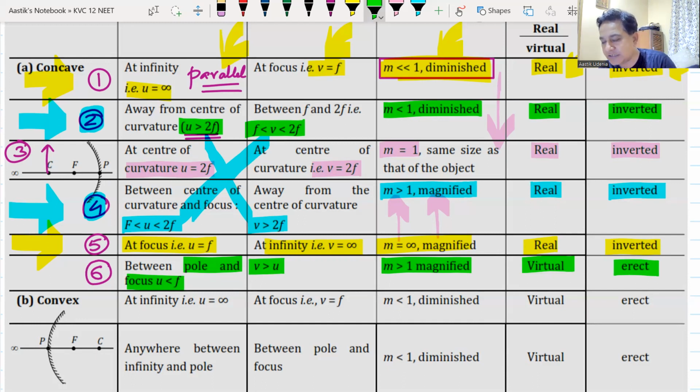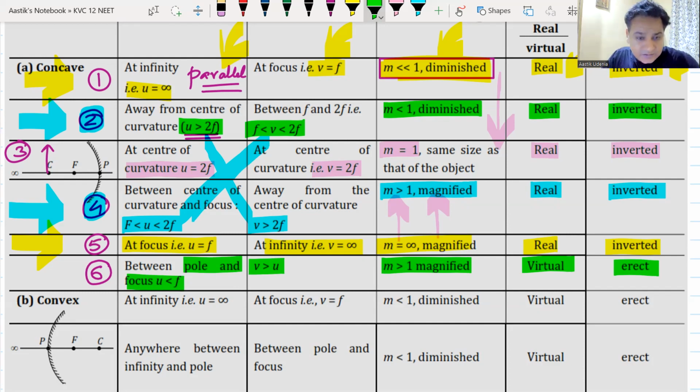Do we understand this? Yes, sir. Magnified image of the object. This is the only position where the image is going to be virtual. Have you noted this down? Yes, sir. Please note it down. And then I will show you the diagram of this.